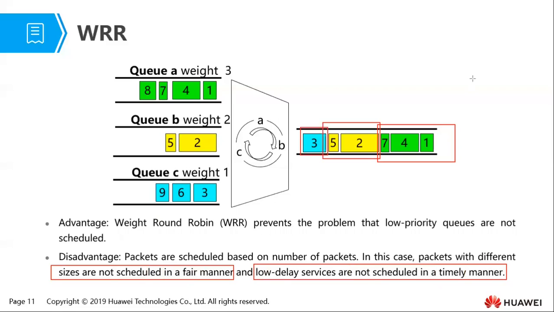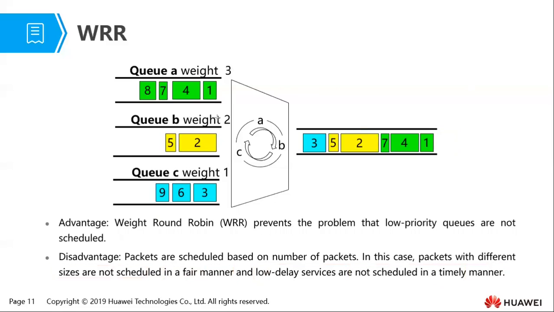So even though the weight here refers to the percentage of packets that we can forward before going to consider the next queue, you see packets have different sizes. So packets with different sizes are not scheduled in a fair manner. So if we have a queue that has very big packets, then we're still going to cause delays to packets that are on the other queues. So that is one of the disadvantages of weighted round robin.